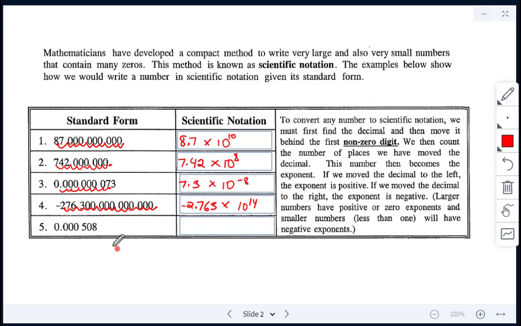Our next example is a number less than 1. So we are moving our decimal place to the right, and we want it right here to make it 5.08. We're moving it 1, 2, 3, 4 decimal places to the right. So that becomes 5.08 times 10, and our exponent will be negative, so times 10 to the power of negative 4. Don't forget the negative there, because it is a small number, a number that's less than 1, and we also moved the decimal place to the right.